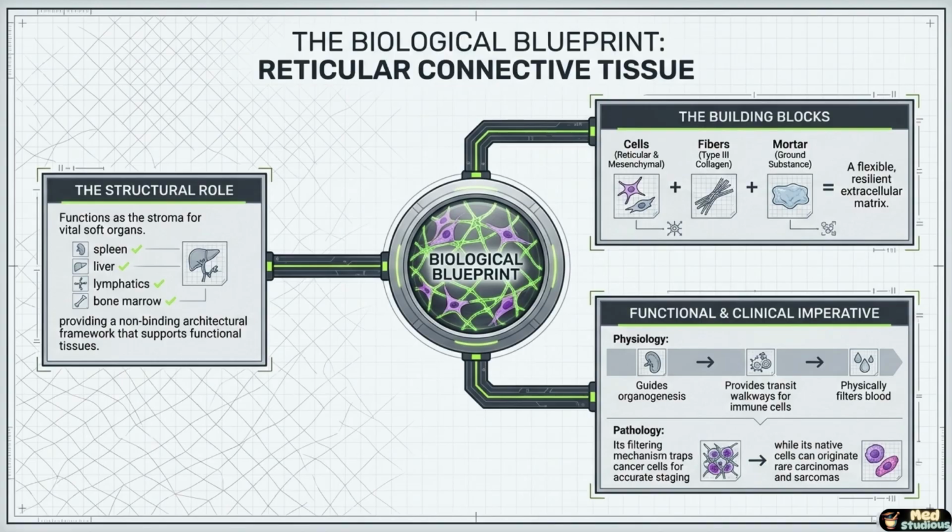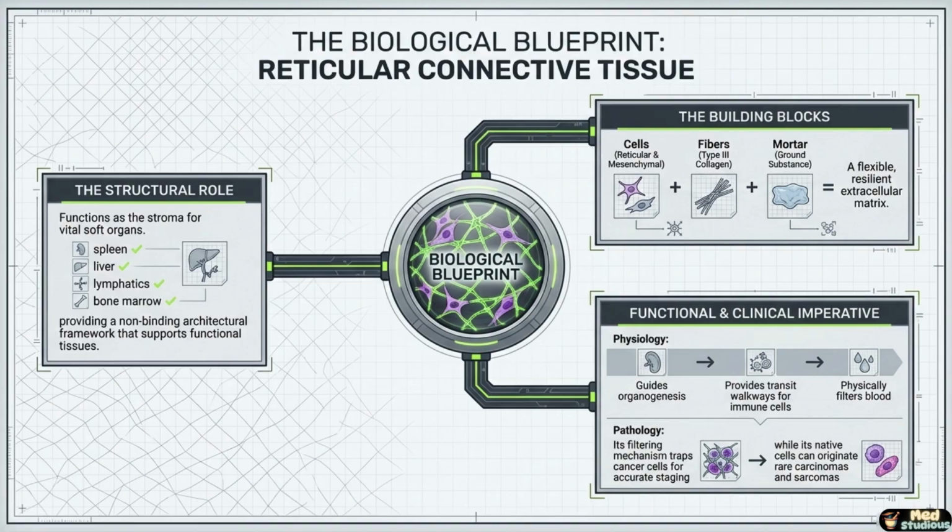To wrap up, let's review the biological blueprint of reticular connective tissue. Its fundamental structural role is to function as the stroma, providing a non-binding architectural framework that supports functional tissues in soft organs like the spleen, liver, lymphatics, and bone marrow. The building blocks consist of the cells, the reticular builders and mesenchymal stem cells, the fibers, the silver-staining type 3 collagen, and the mortar, the gel-like ground substance. Together, they form a flexible, resilient extracellular matrix.